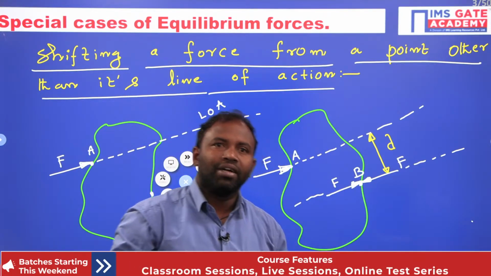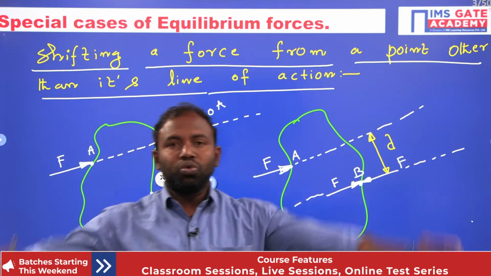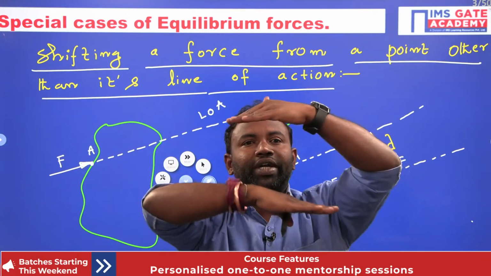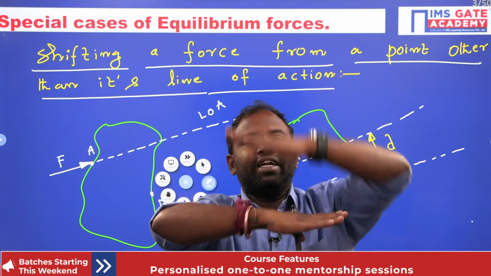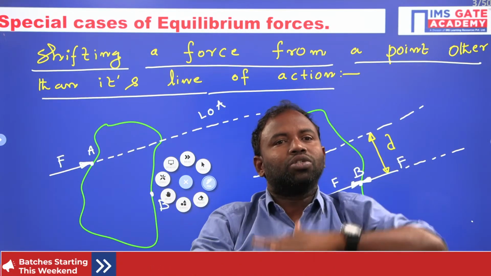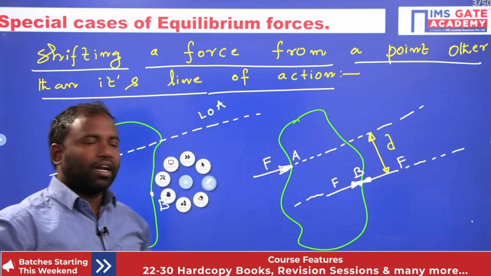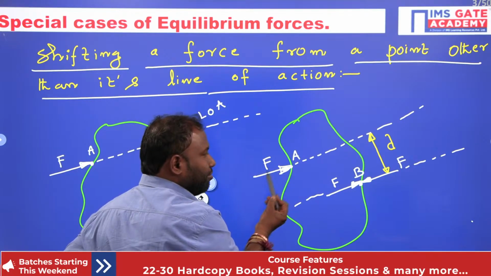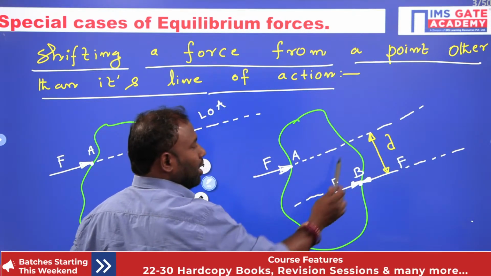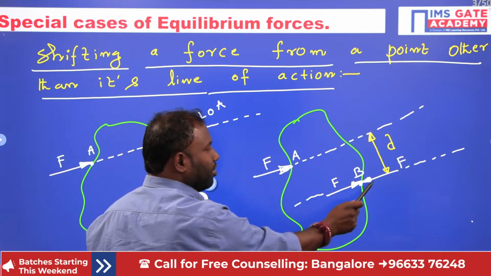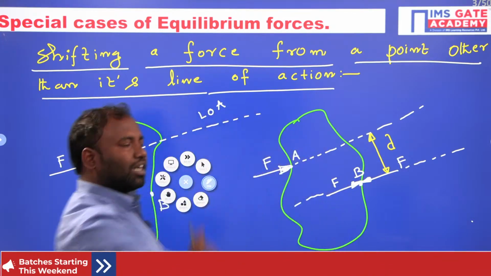I have explained couple moment: two forces equal in magnitude and opposite in direction, parallel to each other and separated by a definite distance, create a couple moment. Here also, this F force and this F force are going to create a couple moment. So in place of this force, I can create a couple over here. Now I will show you on the next page.